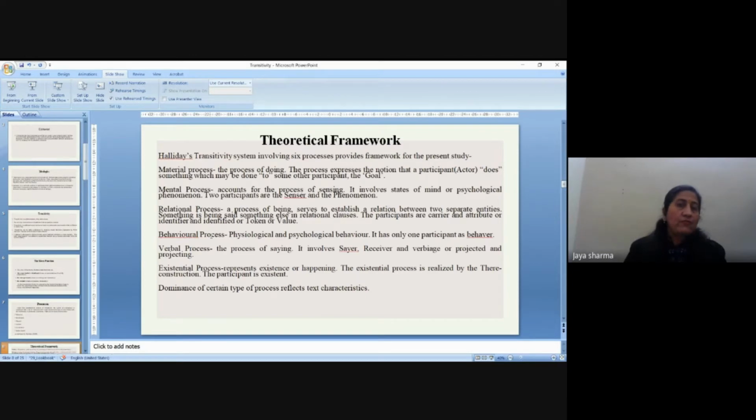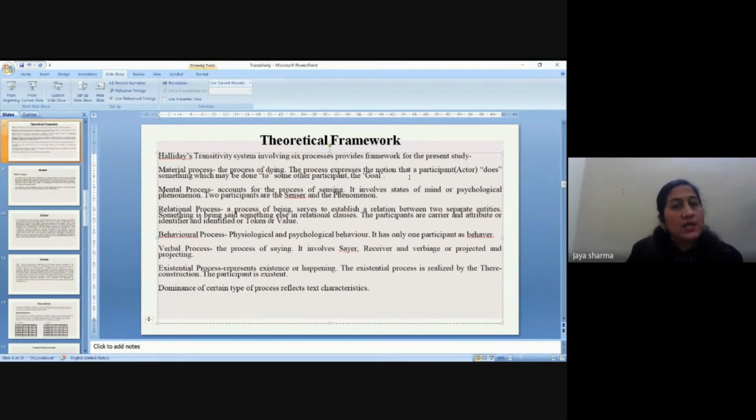The theoretical framework of my paper is dependent on Halliday's transitivity system. So it involves 6 processes, as I told. The material process is a process in the clause that depends on the verbal phrases, and on that basis we identify the material process. All the verbs that indicate a process of doing. The process expresses the notion that a participant, the actor, does something which may be done to some other participant, that is called the goal.